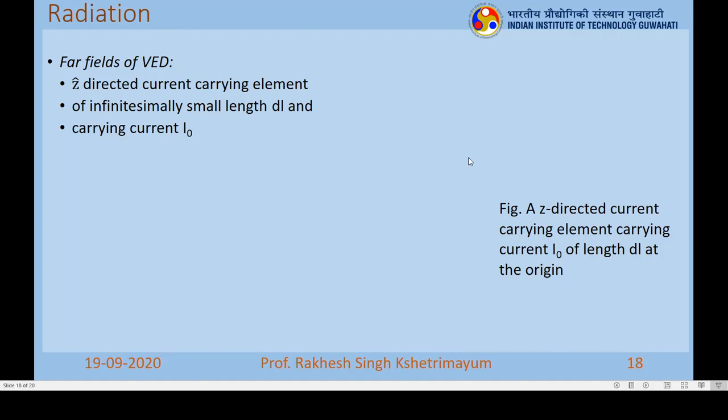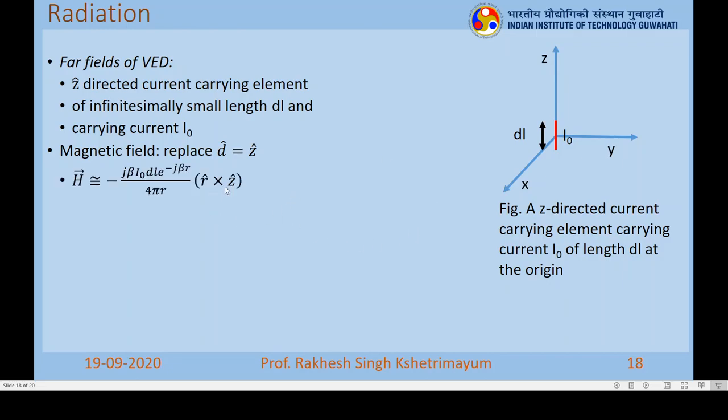So let's look at the diagram for the vertical electric dipole. This is the XYZ system. We assume that this current carrying element, Hertz dipole, is oriented along the z-axis and its position is at the origin of the coordinate system. Its length is dl, it's carrying a current of I naught. So now here, d unit vector was for any arbitrarily oriented current carrying element Hertz dipole. But now here it is along the z direction, so the unit vector will be just replaced by z unit vector in the previous expression we have for the fields. So just replace d hat by z hat. This is what we have. This was d hat, we replace it by z hat.